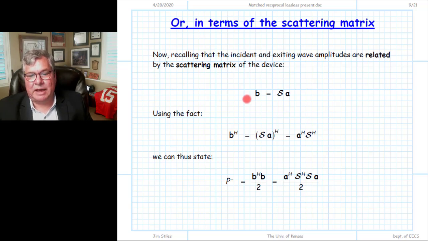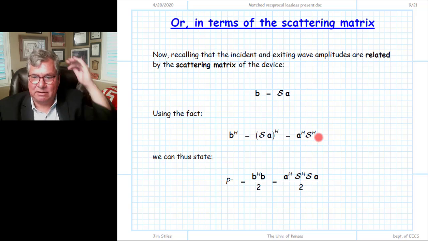Of course, we know that our B vector and our A vector are related by the scattering matrix. And so this is, again, the linear algebraic shorthand that relates all of the normalized incident wave amplitudes to the normalized scattering wave amplitudes based on the scattering matrix. Now, we know that from that we can see that the Hermitian transpose of B is going to be the Hermitian transpose of S times A, and if you're familiar with linear algebra, we can show that that is equal to the Hermitian transpose of A times the Hermitian transpose of S.